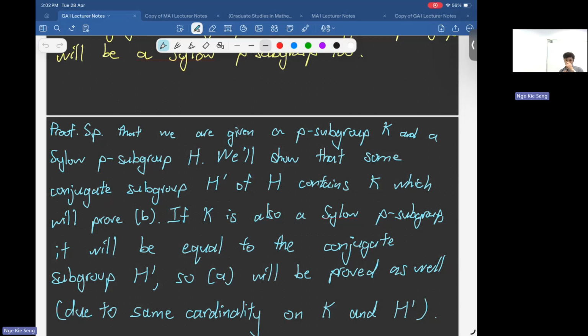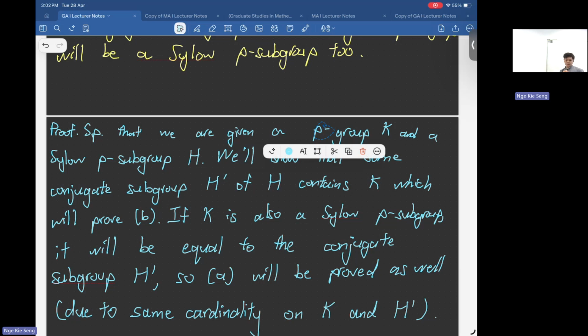So they start with a P group. So I'll start with a P group, and then you start with a Sylow P subgroup H. Then we will show that some conjugate H prime of H contains K. So it might not be that H contains K, but some conjugate of it must contain K.